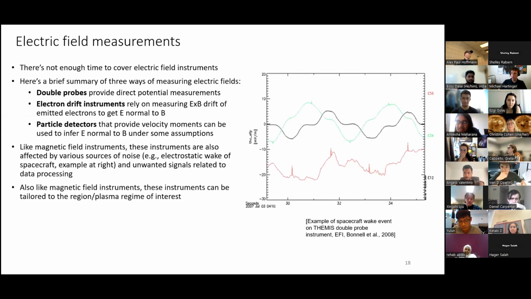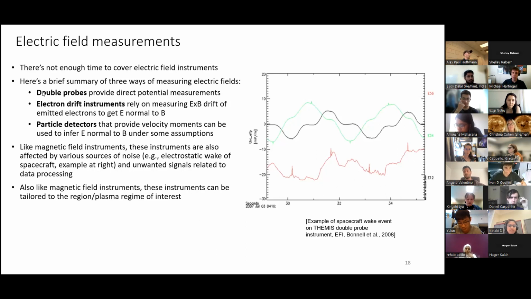I did want to say that I have no time to go over it, but I wanted to mention electric field instruments, and I know they're part of your activity too. It's a whole different parameter that's really important for space plasmas.